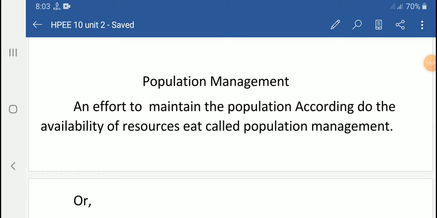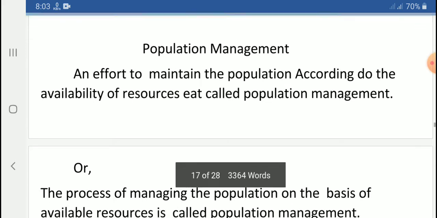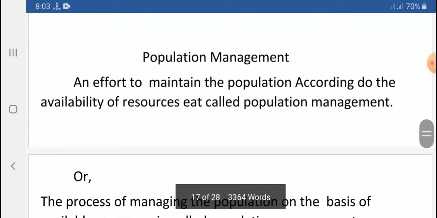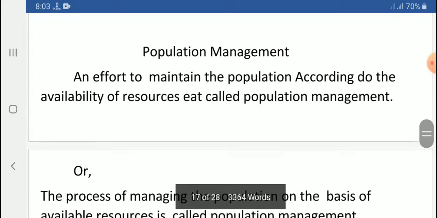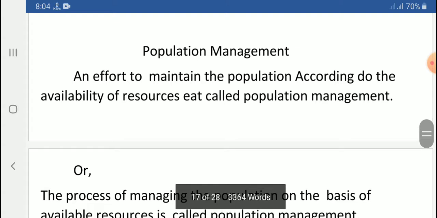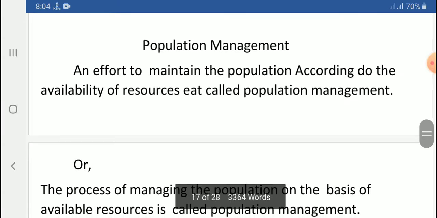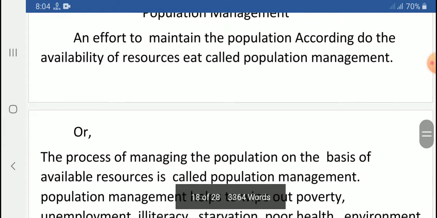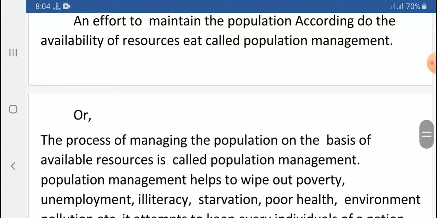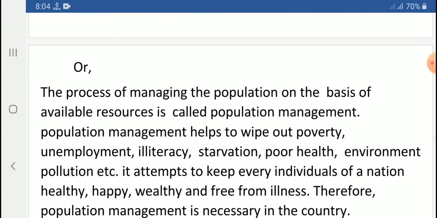I like to say the third part of this chapter, population management. And from here also one question is sure regarding population management. Yes, so let us discuss what is population management. So the simple definition of population management is the process of managing population on the basis of available resources. That is called population management, and this is very much important.